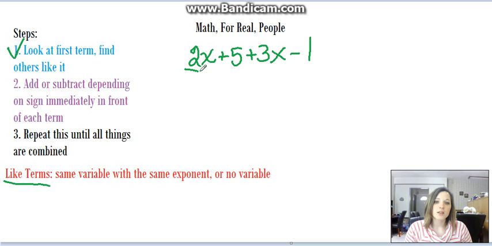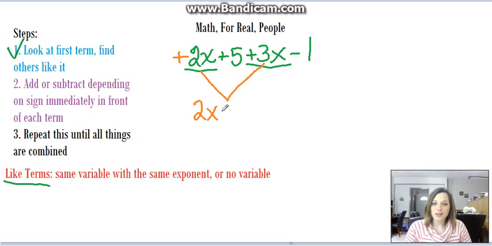So find this term. It has an x. There's no exponent, so we don't have to worry about that. So we want to look for everything with the x's. Well, we have a 3x. Great. So that means we need to add or subtract depending on the sign immediately in front of each term. Well, technically, they both are positives, right? Plus 2x plus 3x. So we're going to combine those two.